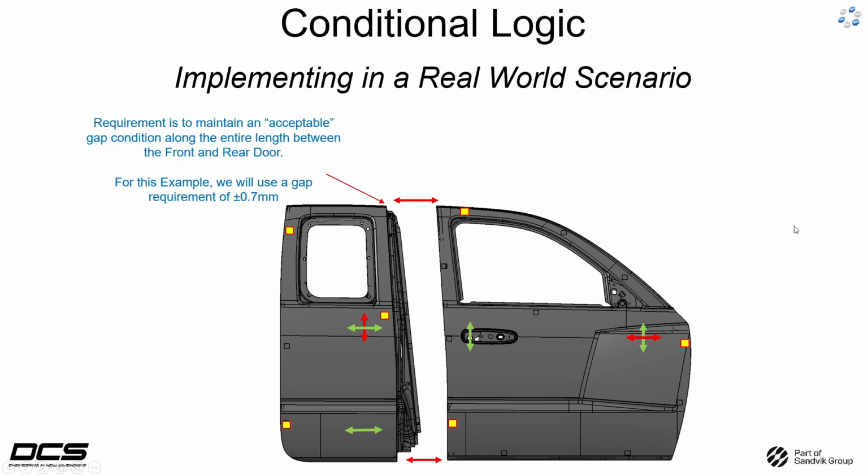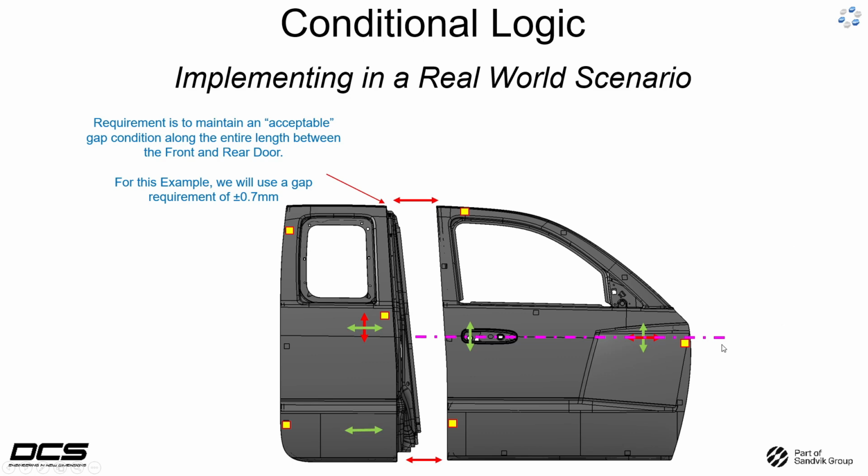Now, for any door-to-door relationship, there's always a requirement to maintain an acceptable gap condition along the entire length of the door-to-door interfaces. For this example, we're going to be using a gap requirement of plus or minus 0.7 millimeters.